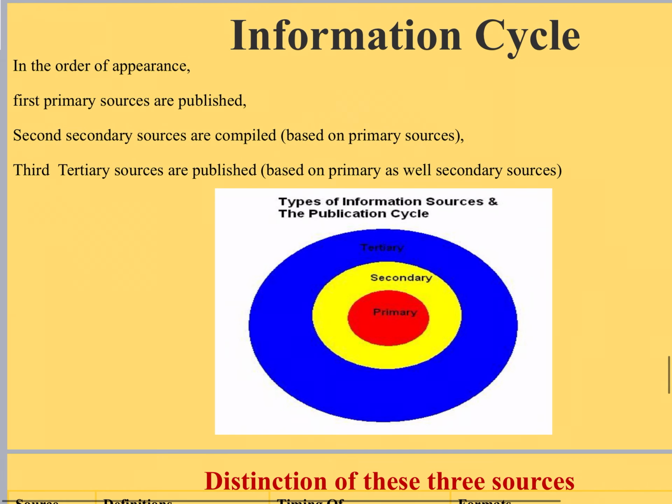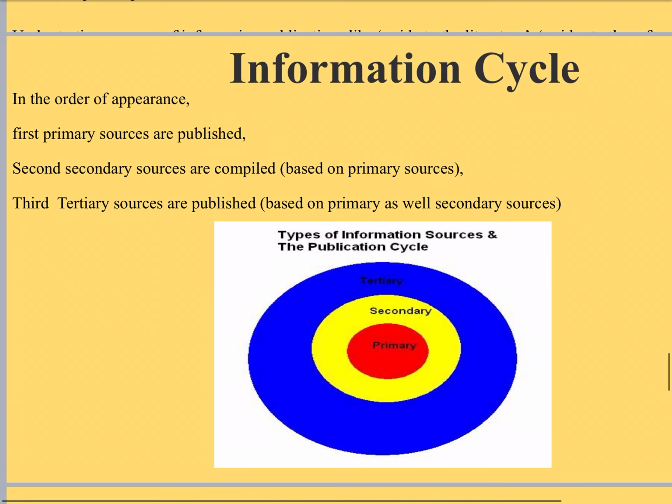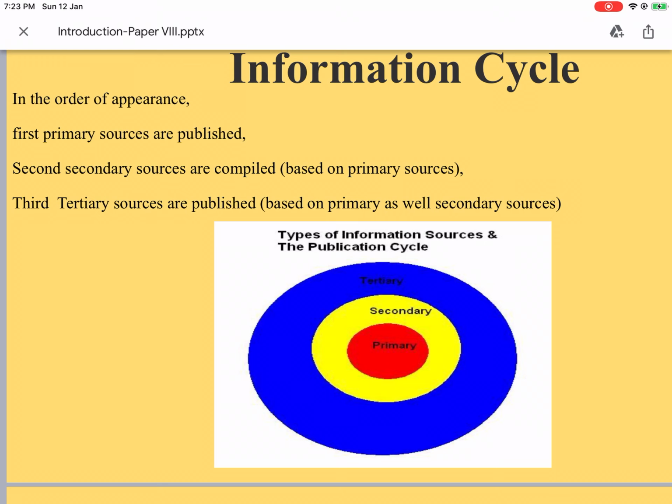The next slide is talking about the information cycle. In order of appearance, the first thing to come in the information cycle is primary sources. The second to be published are secondary sources, which are compiled based on primary sources. And you can see explicitly from the diagram, the third category is tertiary sources, which are published based on primary as well as secondary sources. So the tertiary sources are last to appear in the information cycle and mostly do not contain subject knowledge.